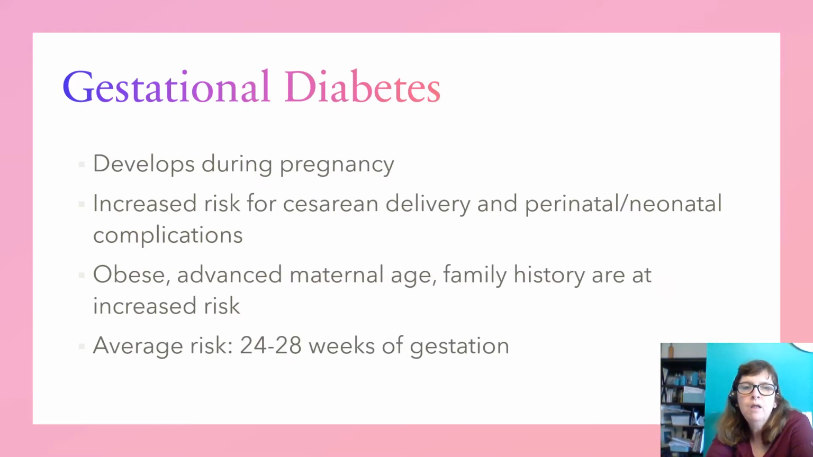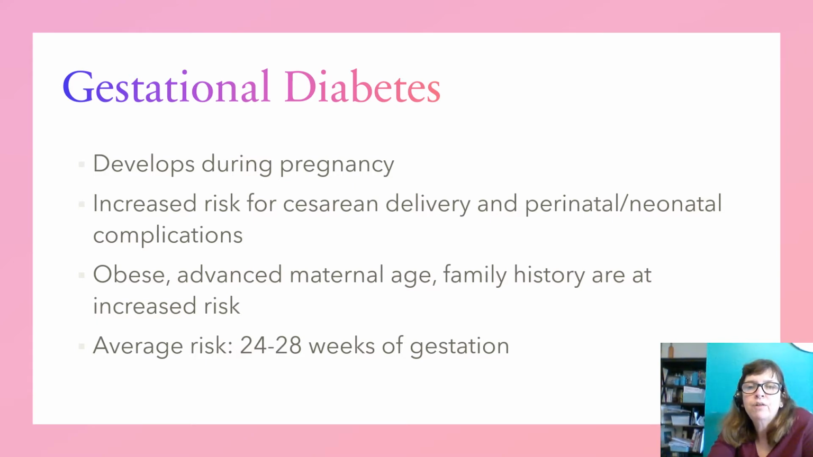Gestational diabetes develops during pregnancy. It occurs in 2 to 10% of pregnancies in the U.S. Pregnant women can develop gestational diabetes. They're at risk for cesarean delivery and perinatal and neonatal complications because they grow big babies. The babies are pretty large. Screen high-risk patients at their first visit. High-risk patients include those who are obese, of advanced maternal age, or have a family history of diabetes. They're at greater risk.